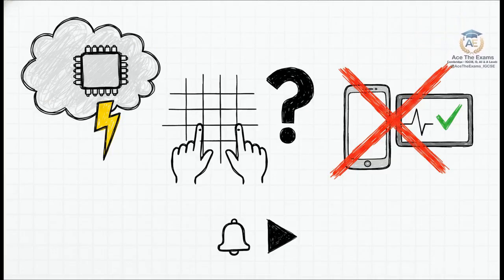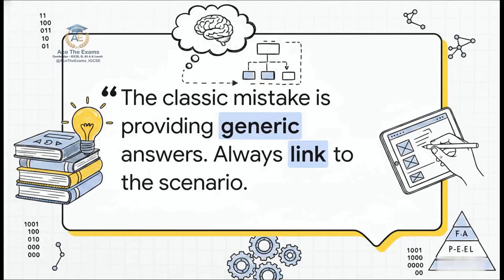Fixing these specific pitfalls yields massive results and is often the exact differentiator between grade boundaries. Students who implement these computer science strategies see an average improvement of 2 grade boundaries, but only if they practice consistently with our weekly videos. I want to leave you with this incredibly powerful directive, a direct quote summarizing the ultimate examiner alert. The classic mistake is providing generic answers. Always link every point to the given scenario. That right there is the absolute golden rule of Cambridge computer science.